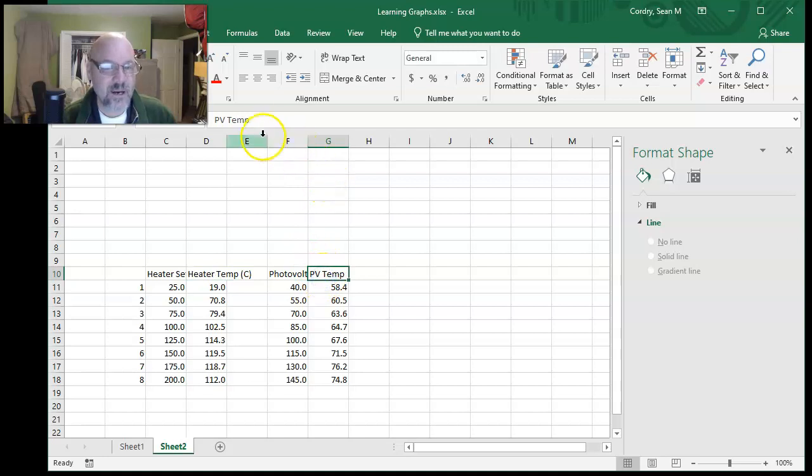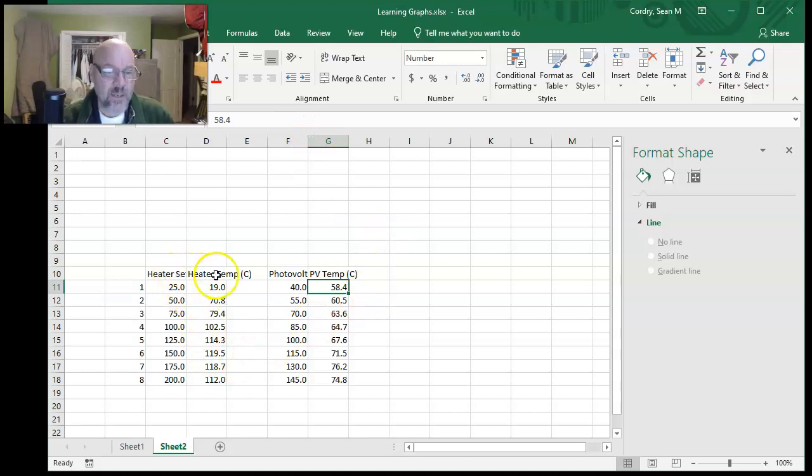I'm going to have the same thing here over PV temperature. It's going to default, so I've got to just undo that. Oh, that was too much. How come that didn't work? I'll put a C on there. Okay, there we go. Just like that.